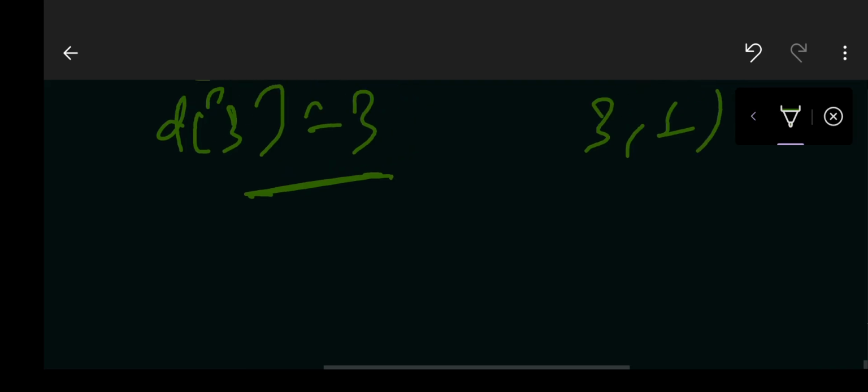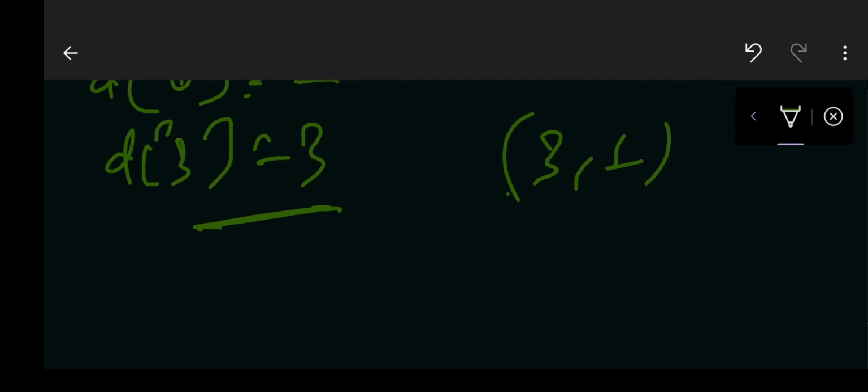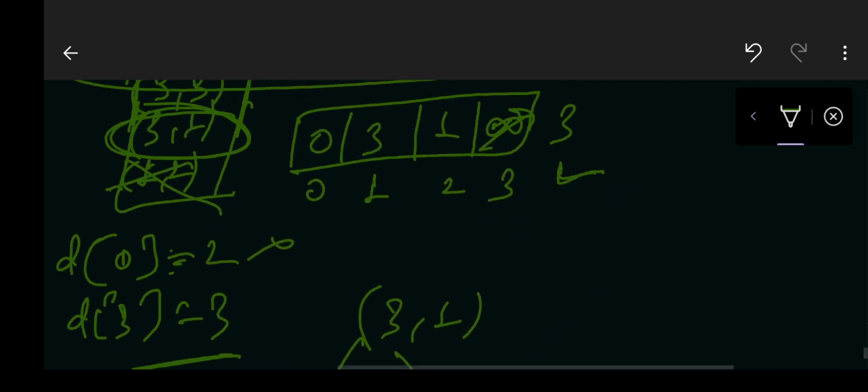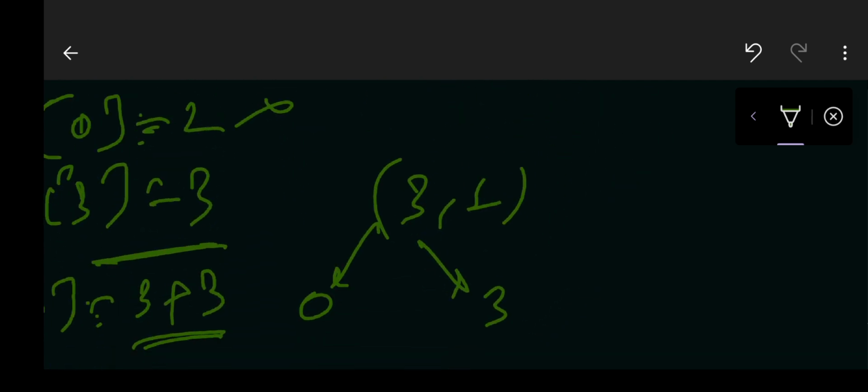What is the node? 1. And what's the distance? It is 3. So from 1, where can we go? We can go to 0. From 1, where can we go? We can go to 3. So let's calculate the distance of 0. Distance of 0 is going to be distance of parent. Distance of parent is 3 plus the weight in between 0 and 1, which is 3. So 6. Is 6 better than the previous distance? No. So we are not going to update it.